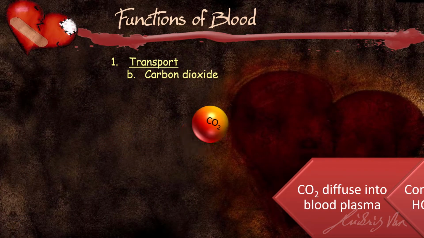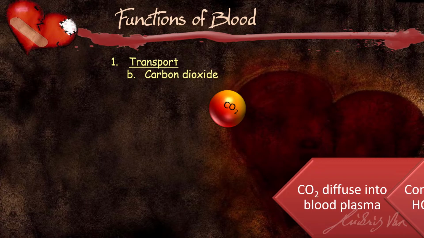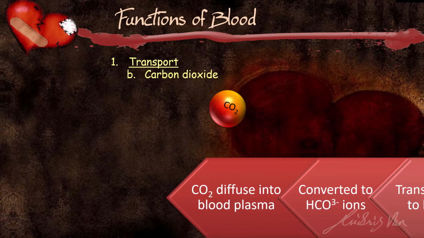The transport of carbon dioxide is more complicated. So carbon dioxide will diffuse from our tissue into our blood plasma, whereby it will encounter our red blood cell, it will diffuse into our red blood cell, and they will be converted into hydrogen carbonate ion. This hydrogen carbonate ion will then diffuse into the blood plasma. It has to be converted into hydrogen carbonate ion because they are more soluble in water as compared to carbon dioxide. So carbon dioxide in our blood is being transported in the form of hydrogen carbonate ion.